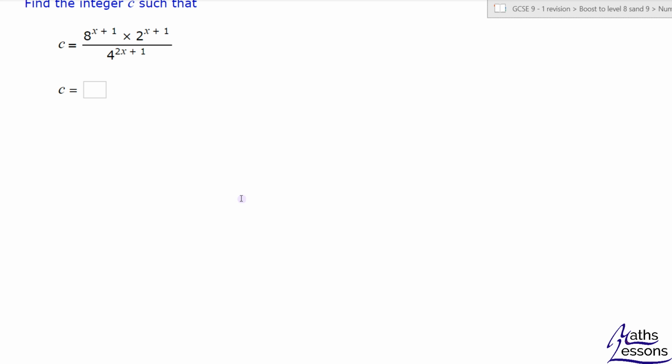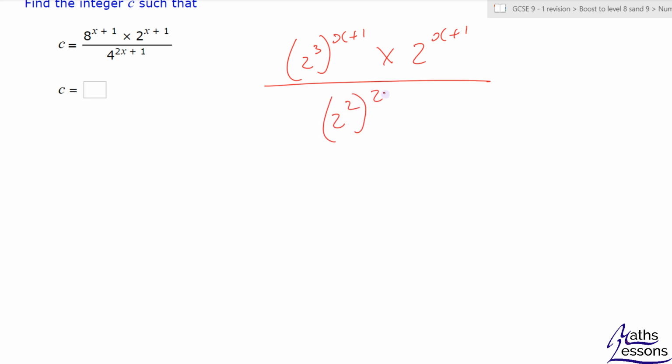Okay, let's start going through this. So again, we want to be able to get these all into powers of 2, and then we can work with it. So we can write the 8 to the x plus 1 as just 2 cubed to the x plus 1, that's quite straightforward. Over 4 is 2 squared, 2 squared to the 2x plus 1. Now, if we've got a power to a power, we times these together. So we get 2 to the 3x plus 3 times 2 to the x plus 1.